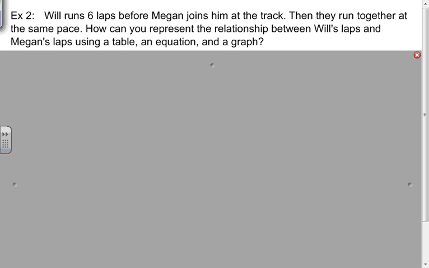Will runs 6 laps, and then Megan joins him at the track. So when Megan gets there, Will has already done 6 laps. Then they run together at the same pace. How can you represent the relationship between Will's laps and Megan's laps 3 different ways? We're going to use a table, an equation, and a graph. So remember, when Megan gets there, Will has already done 6 laps.